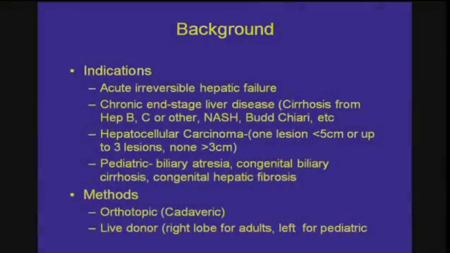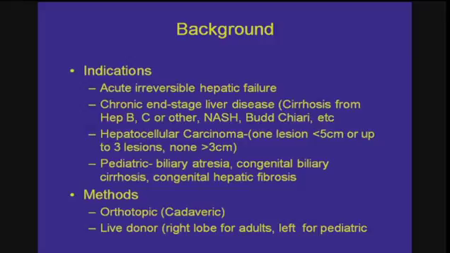As a background, the indications for liver transplant are quite diverse. They range from acute irreversible liver failure to chronic end-stage liver disease, which can be from hepatitis B, C, or other causes, for hepatocellular carcinoma, for pediatric causes that are congenital, including biliary atresia, cirrhosis, or even congenital hepatic fibrosis.